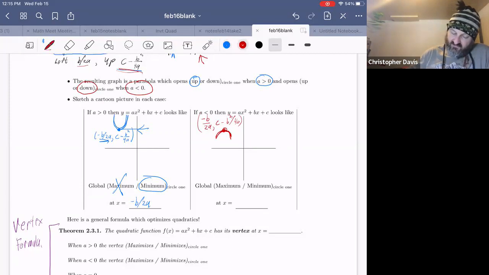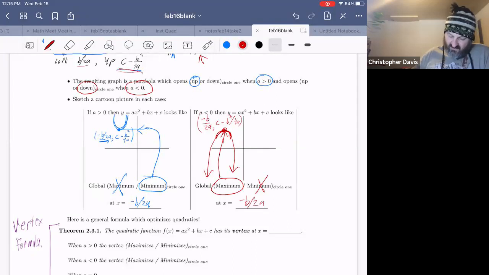In the case of a downward opening parabola, when a is negative, well, it keeps going down forever. So there's no minimum value, but there is a maximum value, and the maximum value occurs at this point. Well, so let's get these arrows all the way. So the maximum occurs at x equals negative b over 2a.